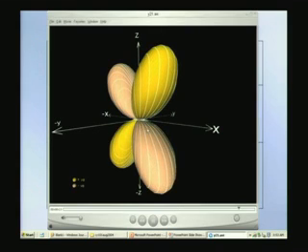You see that the lobes are pointing in the xz plane and there is nothing along the y plane, because at y the value is 90 and therefore cos phi is 0. So you see that these lobes are identical to the xy lobes, except that now they are in the xz plane.